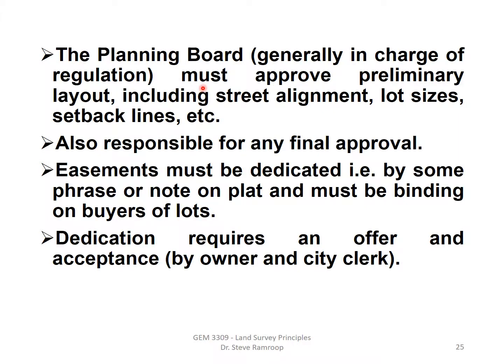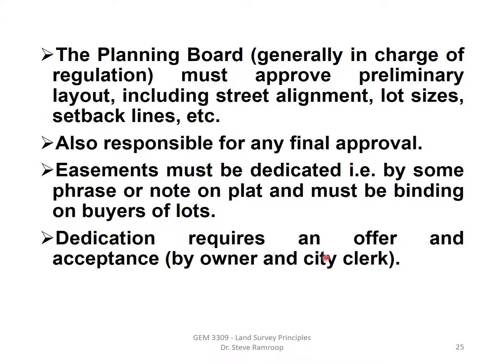The Planning Board must approve the preliminary layout, including street alignment, lot sizes, setback lines, and many other regulations. The Planning Board is also responsible for the final approval. Easements must be dedicated, that is by some phrase or note on the plat, and must be binding on buyers of the lot. So up front, the buyers of the lots must know that they are subject to the existing easement.